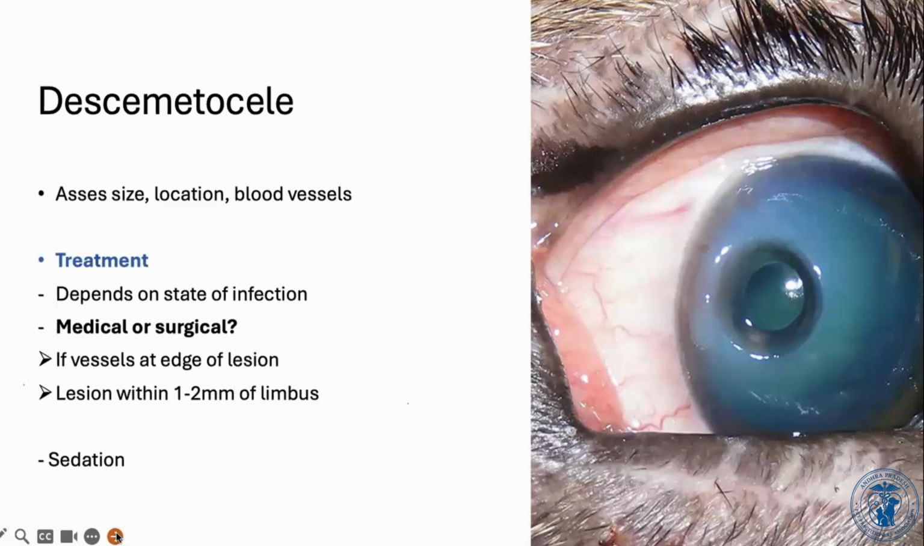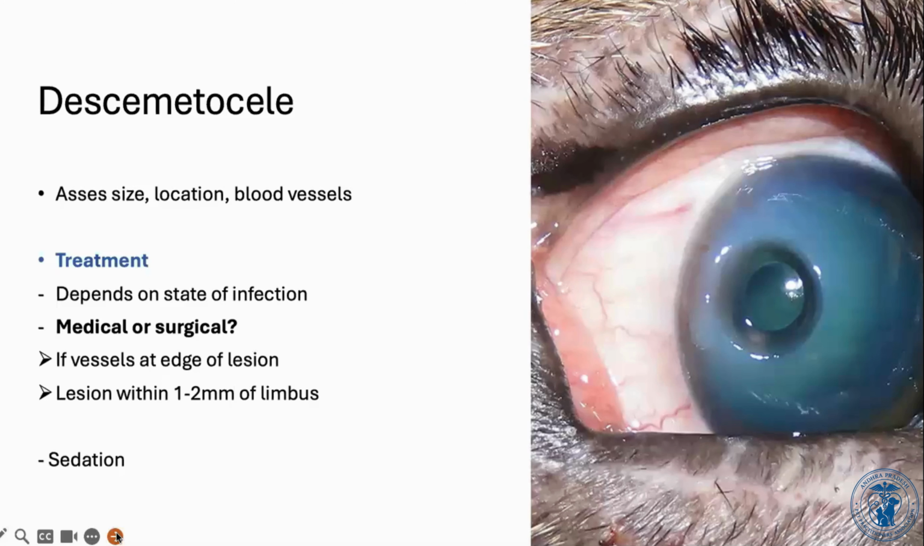The treatment depends on the state of infection. If I'm seeing that there is a lot of infection around the edges and a lot of whitish or milky discharge around the edges, I have to be very careful and I should be ready. I should explain to the owner the medical as well as the surgical treatment options in such cases. So how do I decide whether this ulcer will heal with only medical treatment or we need a surgery?